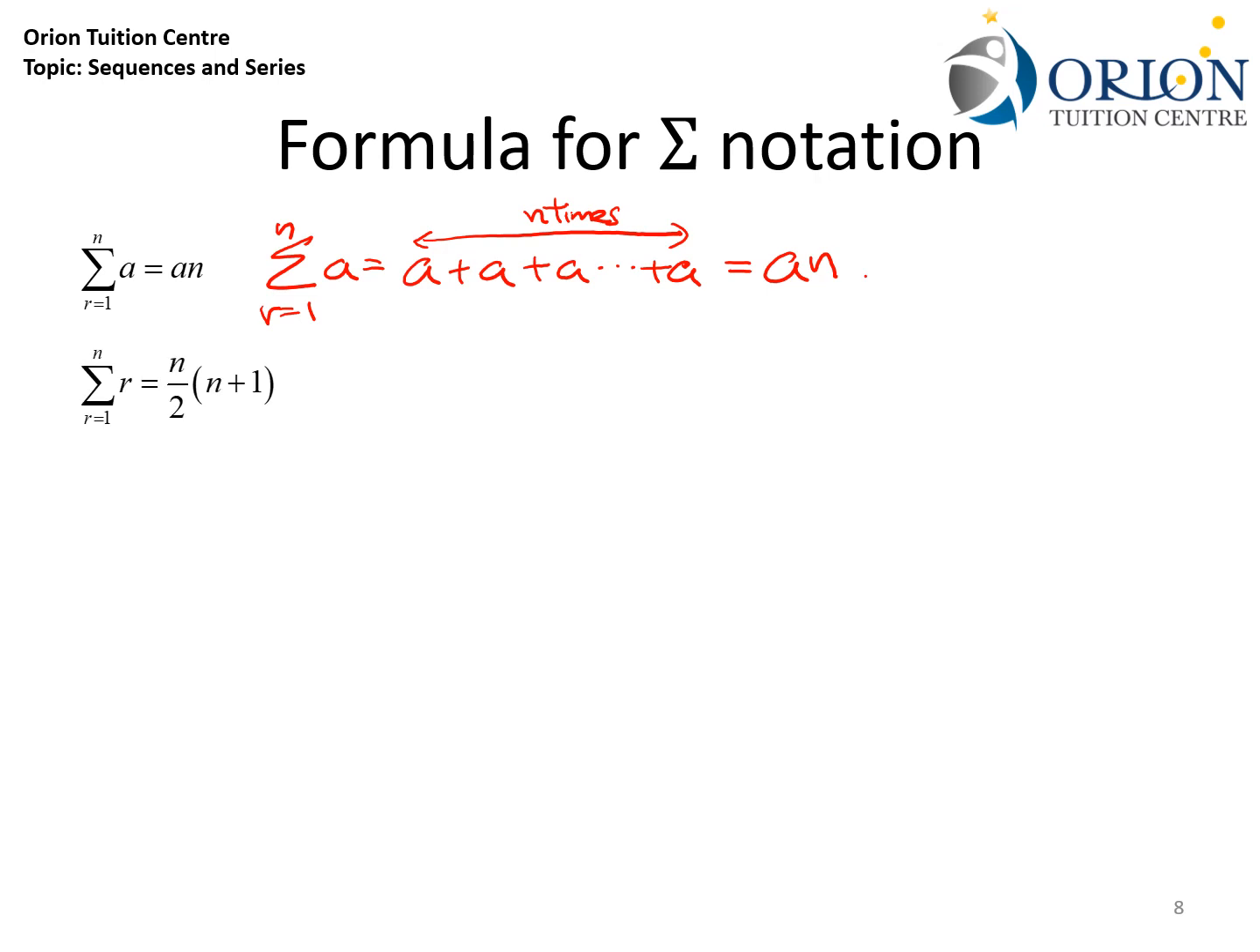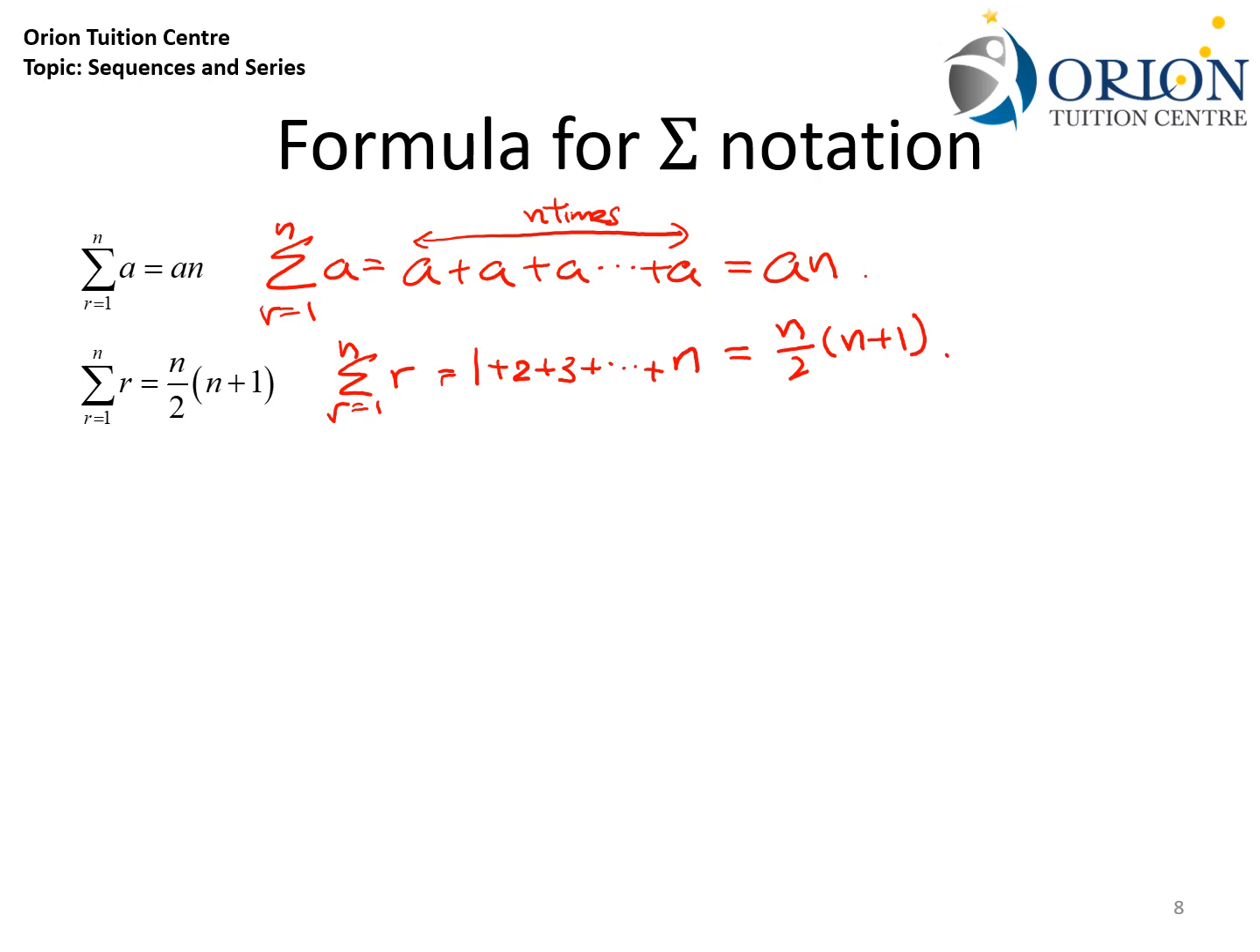Next, we have the summation of r from 1 to n. This is essentially summing up all consecutive numbers from 1 to 2 to 3 all the way to n. And this is an arithmetic progression, which we will be going through in a separate video. For now, we just have to recognize that this form is an arithmetic progression and the formula can be derived to be n over 2 times n plus 1.